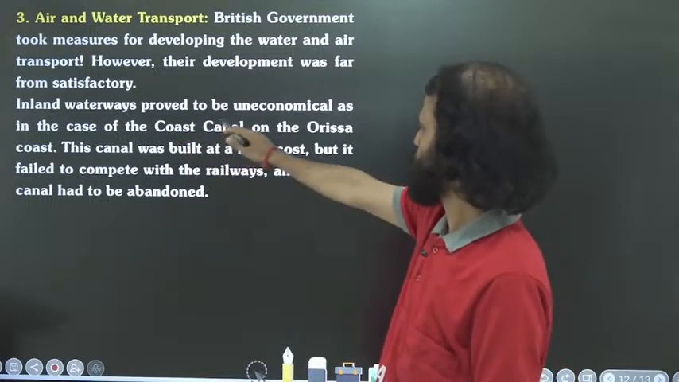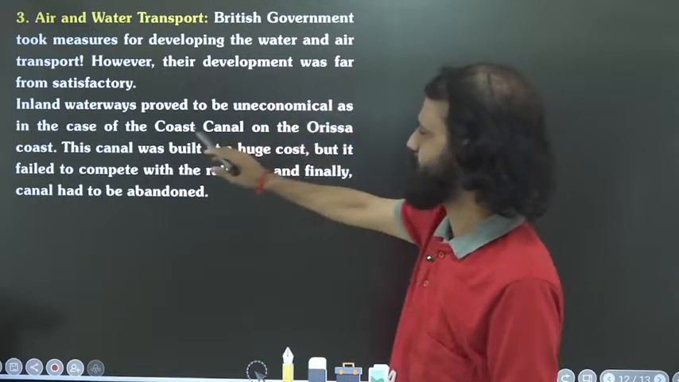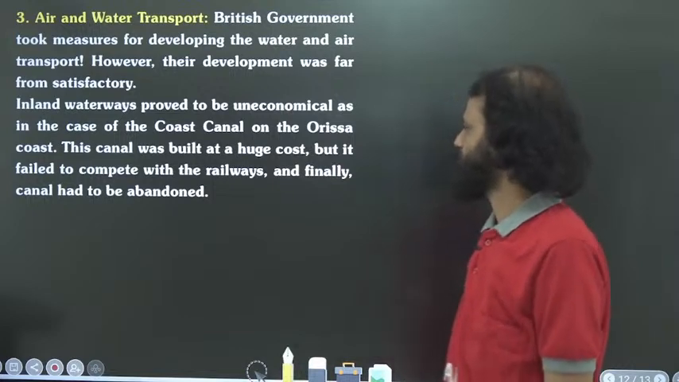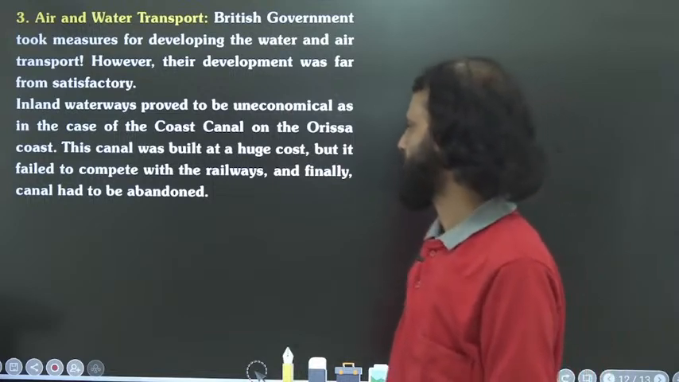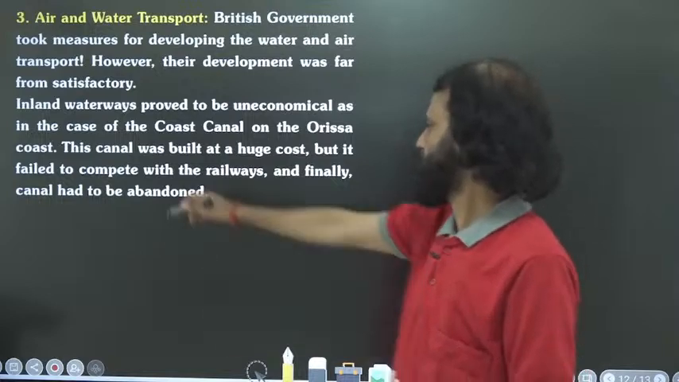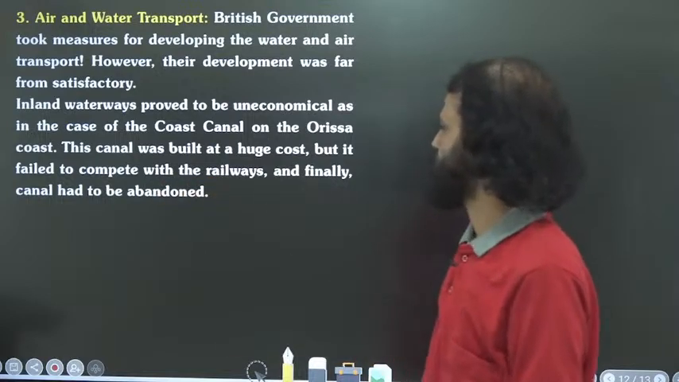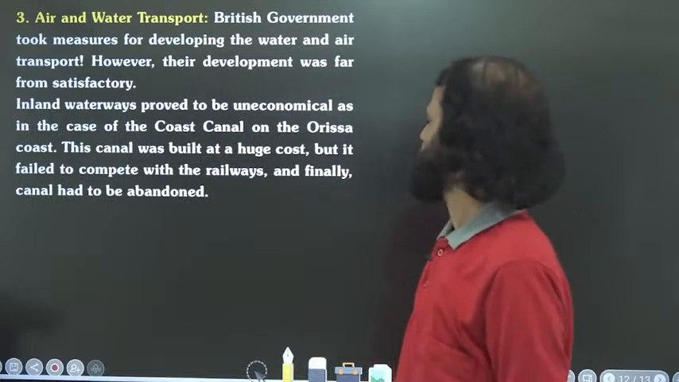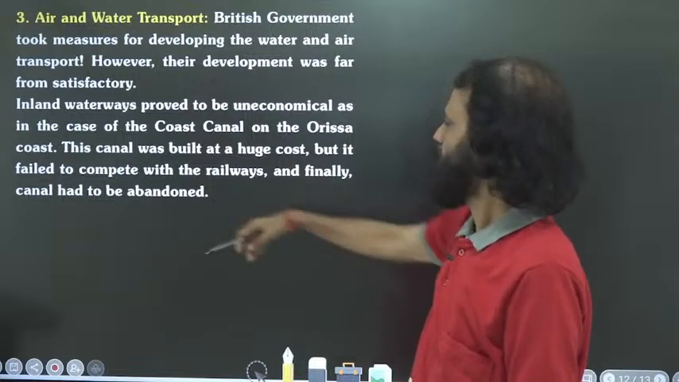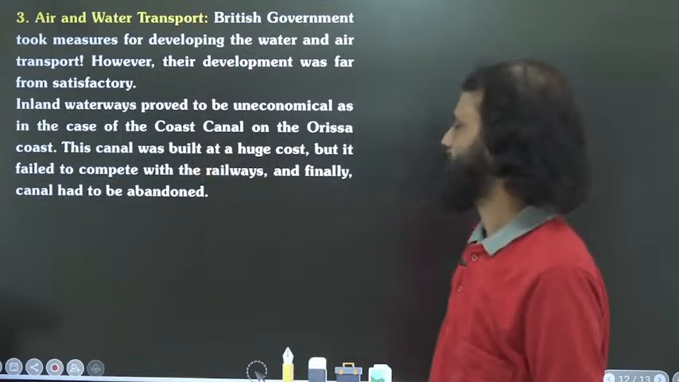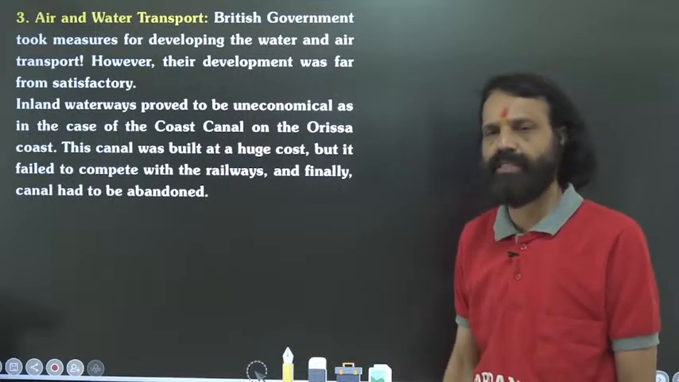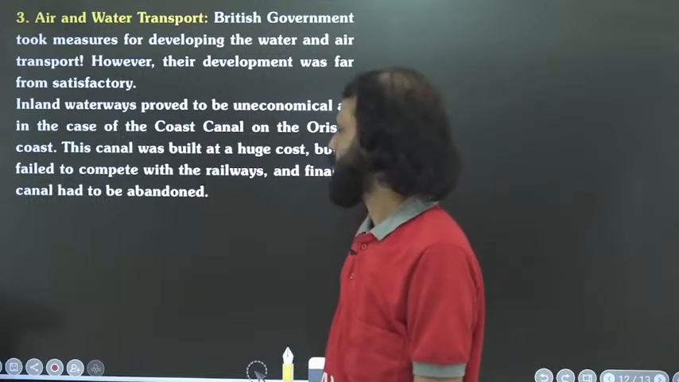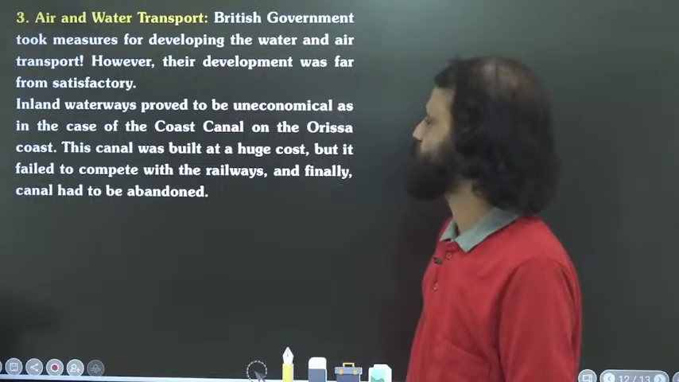Inland waterways proved to be uneconomical, as in the case of the coast canal on the Orissa coast. This canal was built at huge cost, but it failed to compete with the railways. In Orissa they had a water canal, but it could not compete with the railways, and finally the canal had to be abandoned. After that they discarded it, they didn't use it, they abandoned the project.